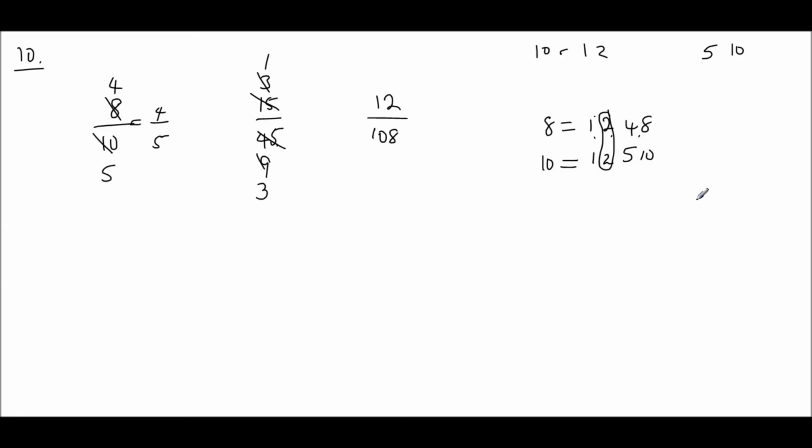Okay, so 12, in this case, we know that 12 could go into 12 one time, and 12 could go into 108 9 times. So our answer here would be 1/9, and our answer here is 1/3. Okay.